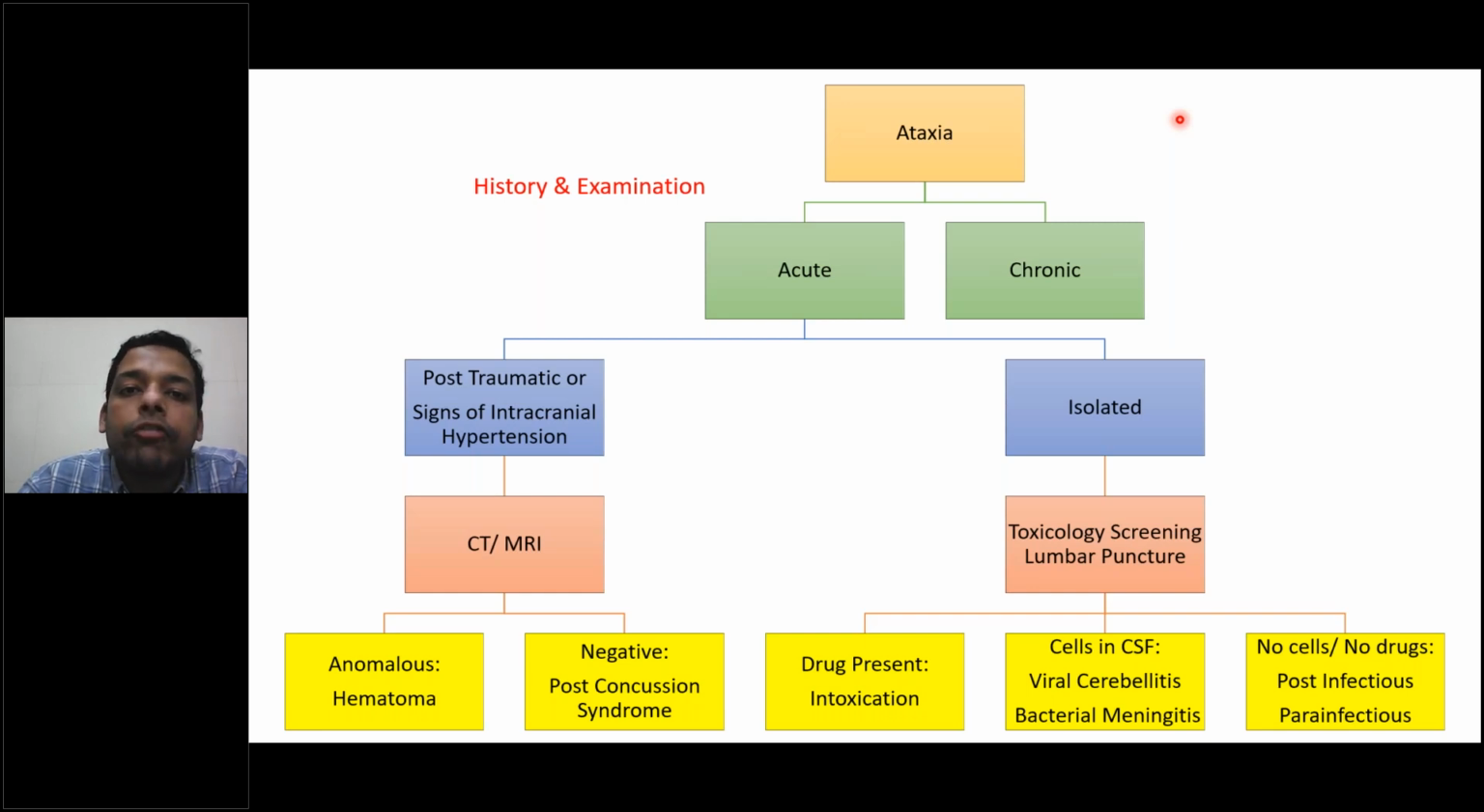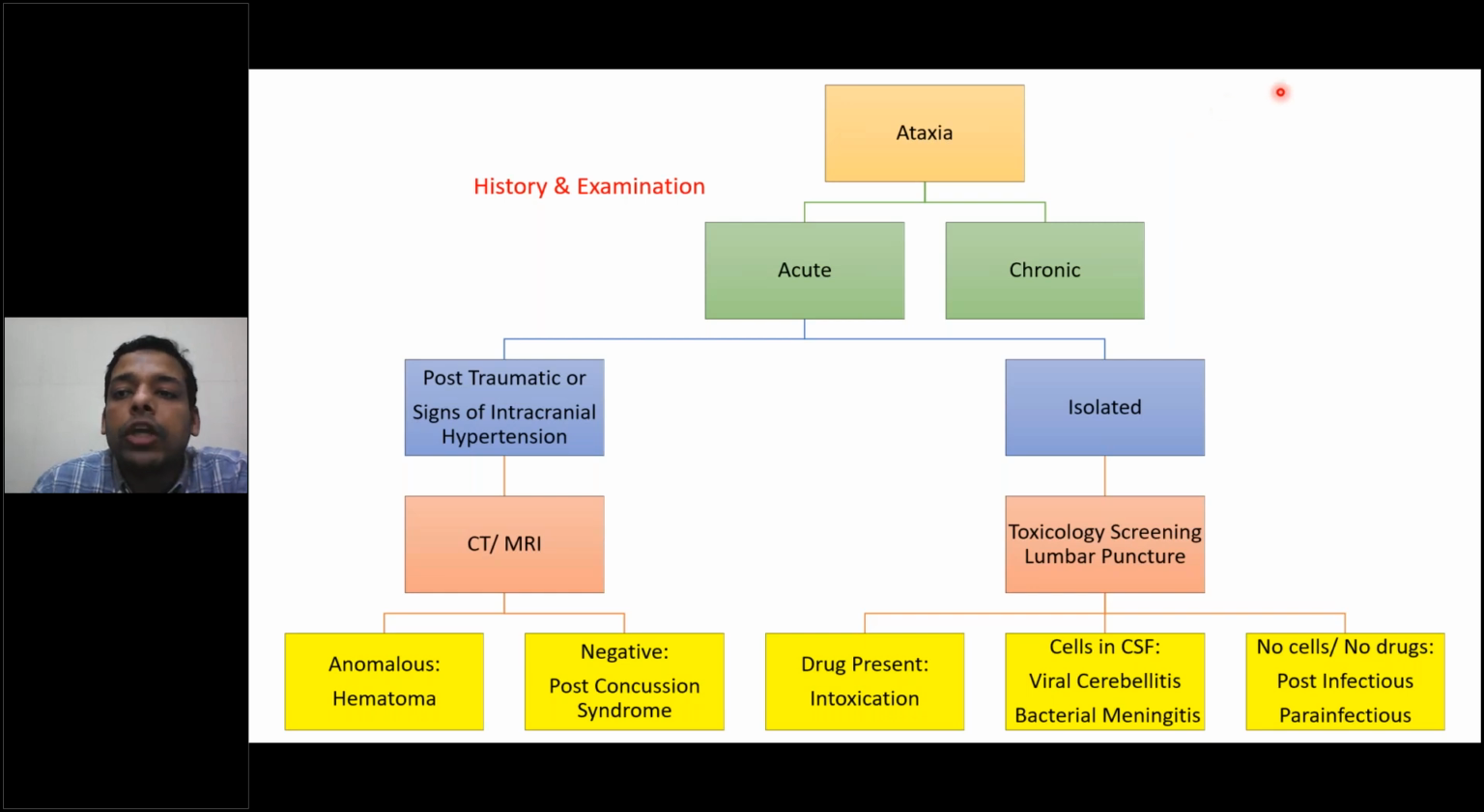If there is no history of trauma and no signs of raised ICT, then this is considered an isolated acute ataxia, which would further require evaluation in the form of a toxicology screen and a lumbar puncture. The lumbar puncture would then be evaluated for cells, sugars, proteins, etc.